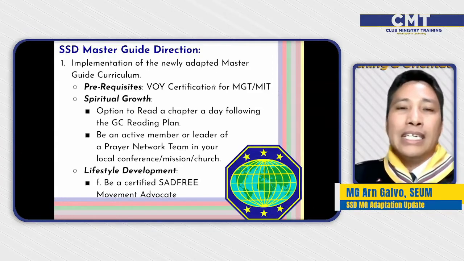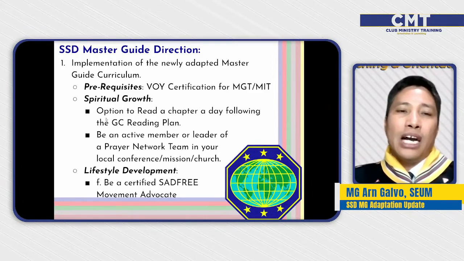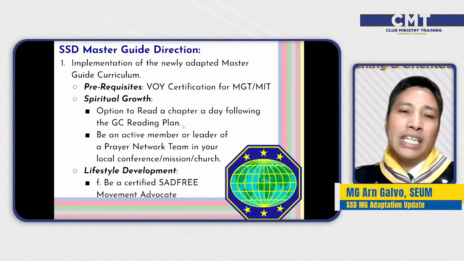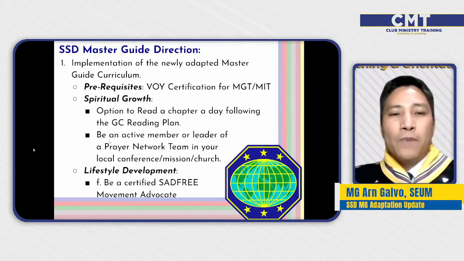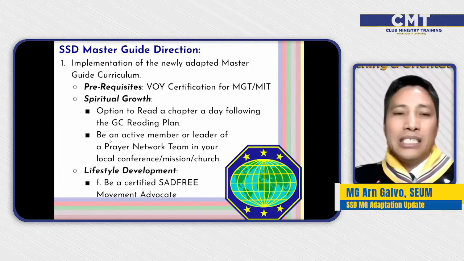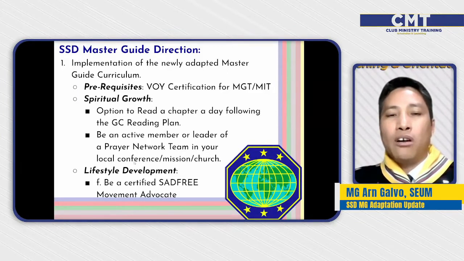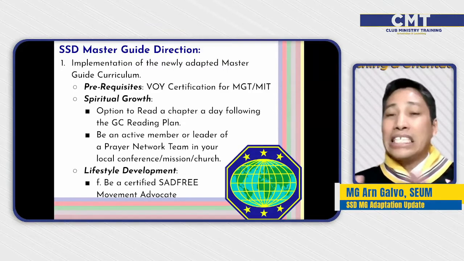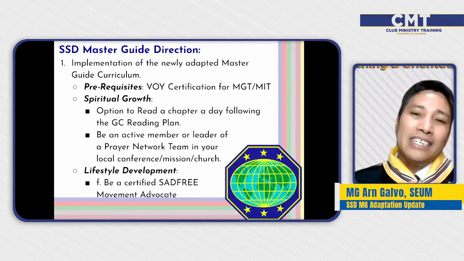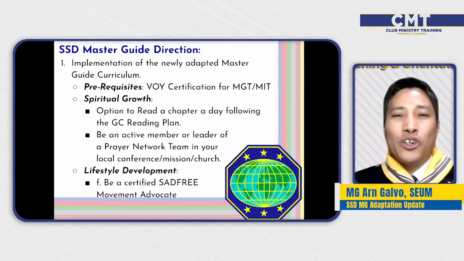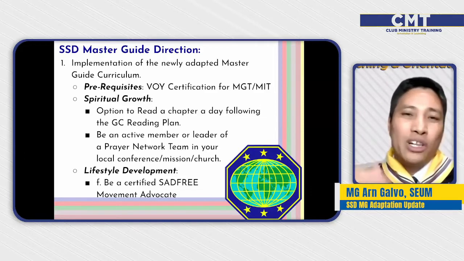Okay, number two in the summary is the spiritual growth. I already mentioned the option to read a chapter a day following the GC reading plan as an option to the other requirements that are already there. And in addition, Master Guide trainees or MITs must be an active member or leader of a prayer network team in your local conference, mission, and church. And this can be certified and placed together with the portfolio that you have to submit in order to prove that you have finished all the requirements.